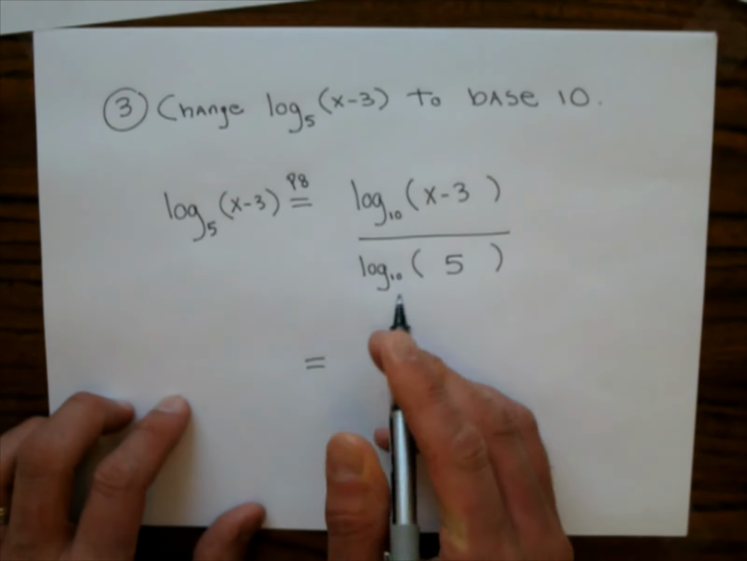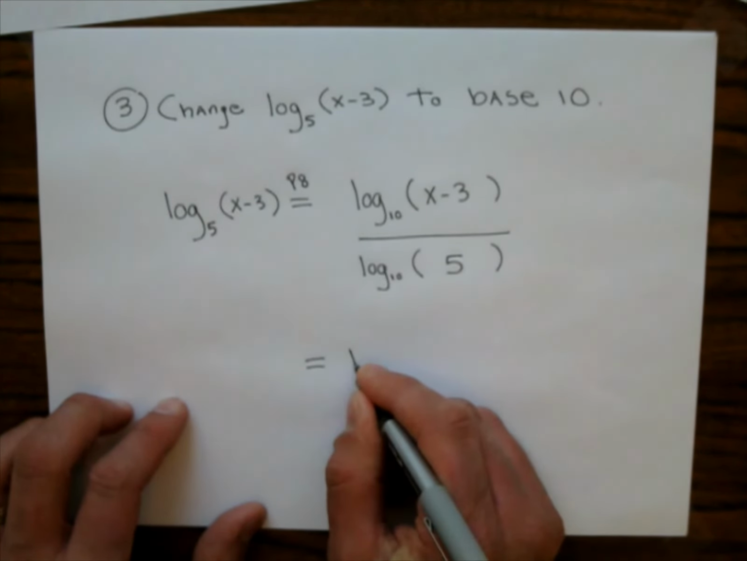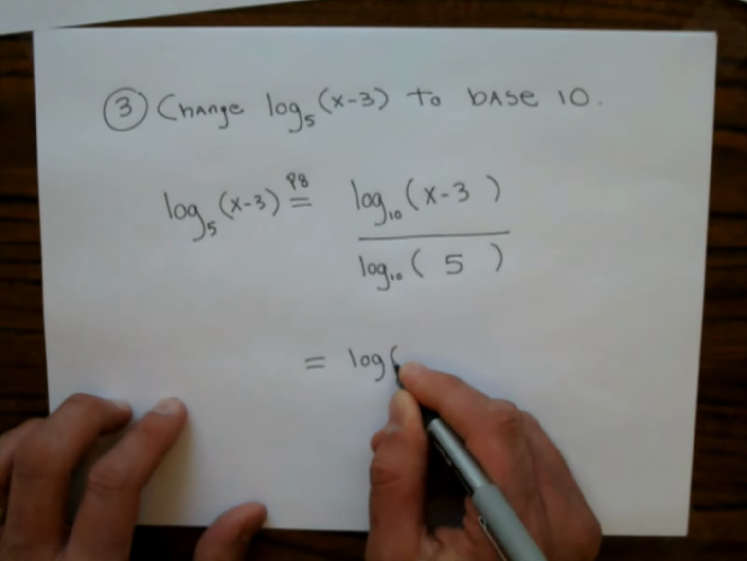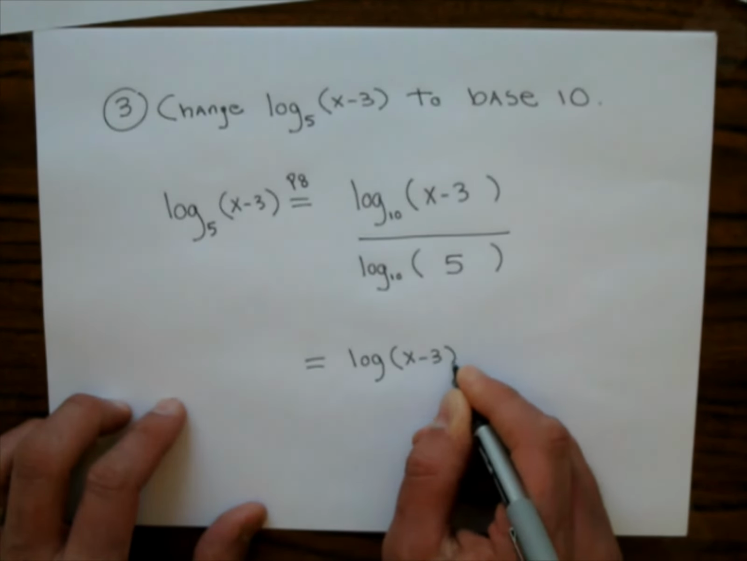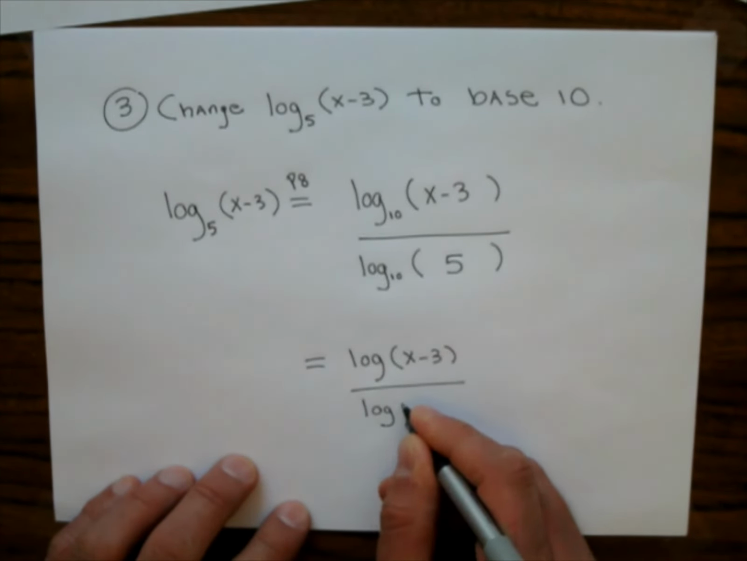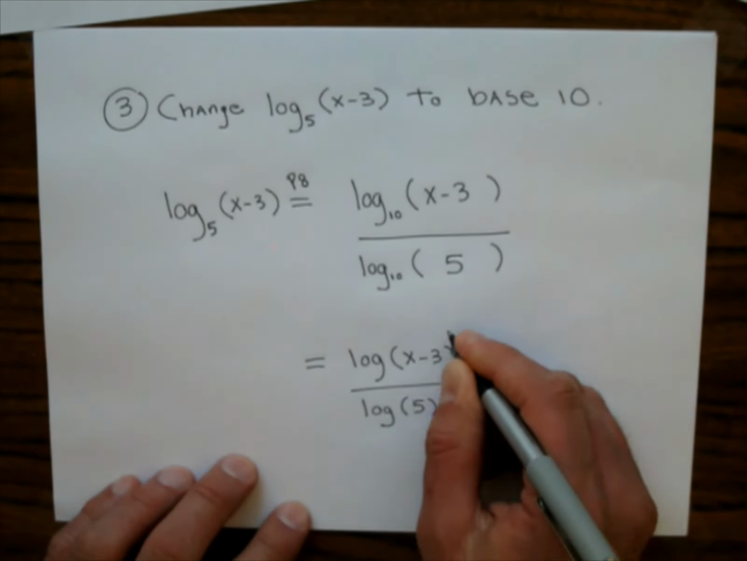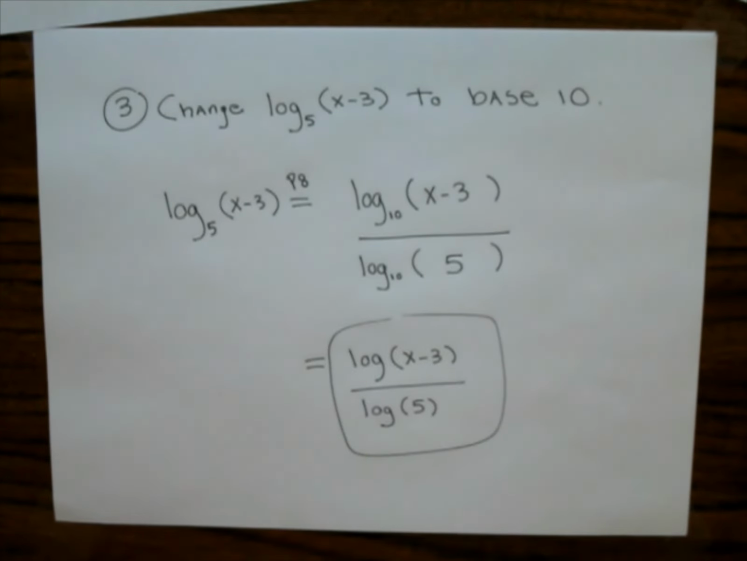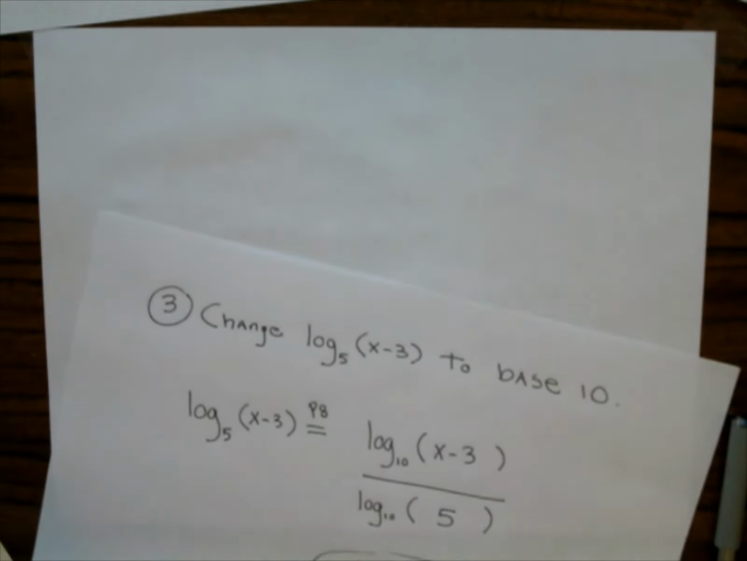And usually when we write log base 10, we don't write the 10 there, so I'll write out the final answer, log of x minus 3 over log 5. So that's change of base. Let's go ahead and do another problem.